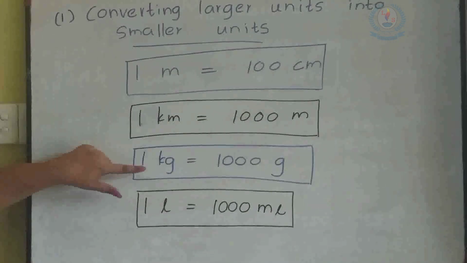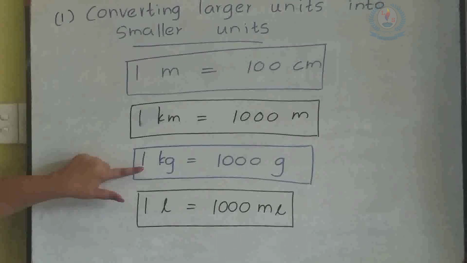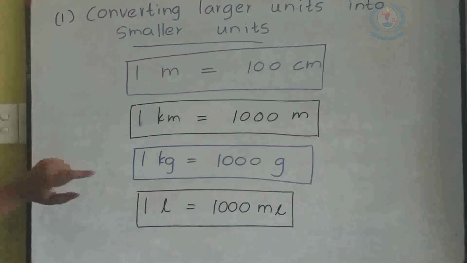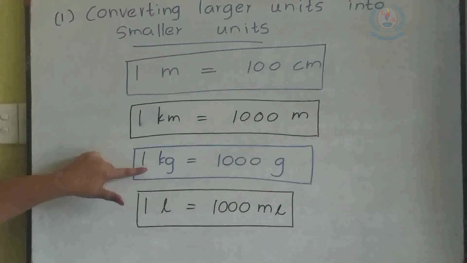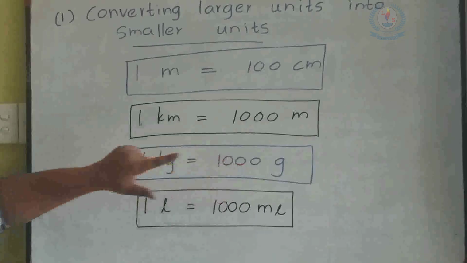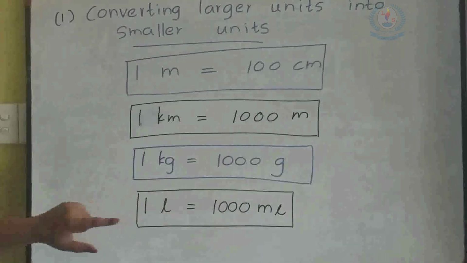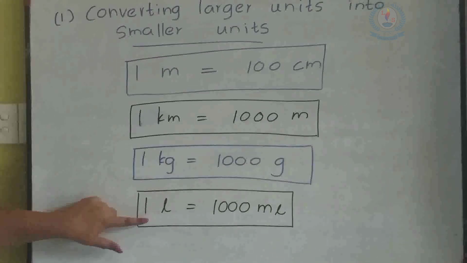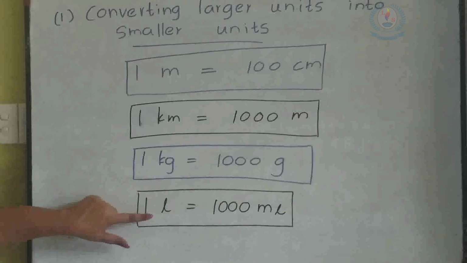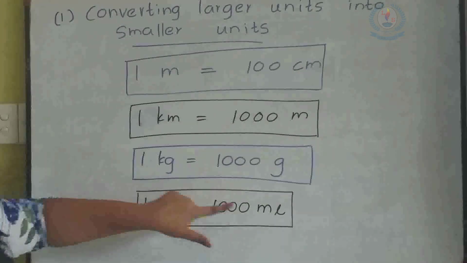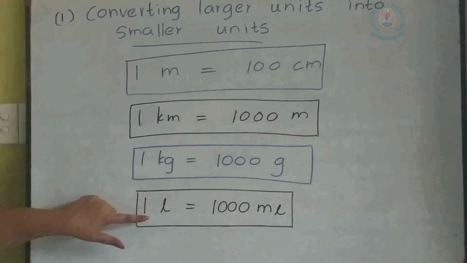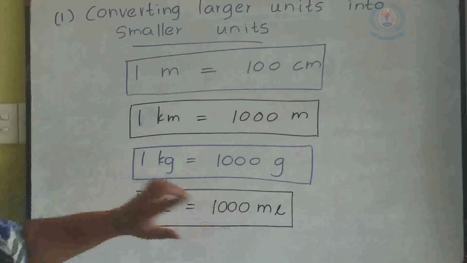Third one, the relationship between kilograms and grams. That is, 1 kilogram equals 1000 grams. Last one, the relationship between liters and milliliters. That is, 1 liter equals 1000 milliliters.